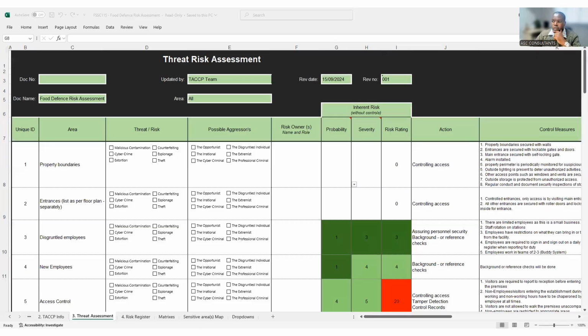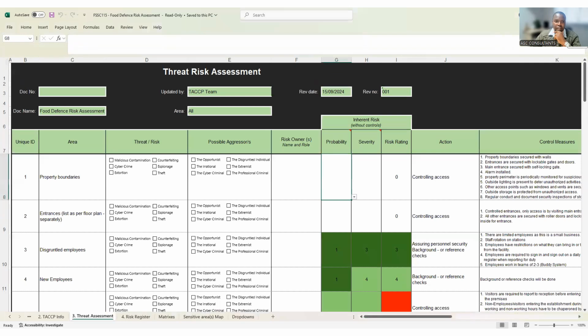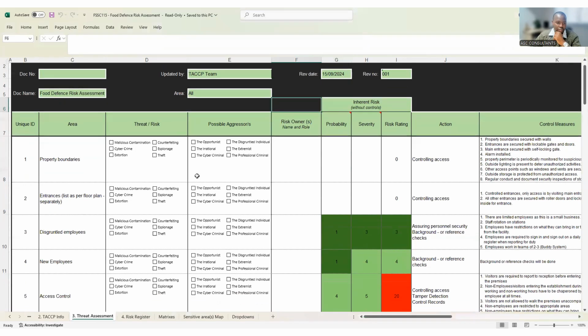Right, so let's look at what we would regard as a threat assessment. You can see here on this template that we have for our toolkit that we have identified the different types of threats that could exist within this organization. And then once we have done that, we look at the possible aggressors who will be the perpetrator and also who would be responsible for mitigating that risk.